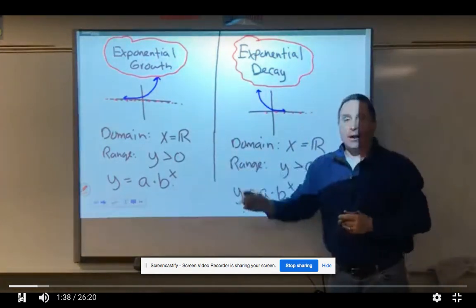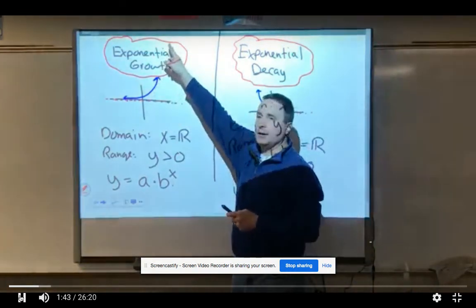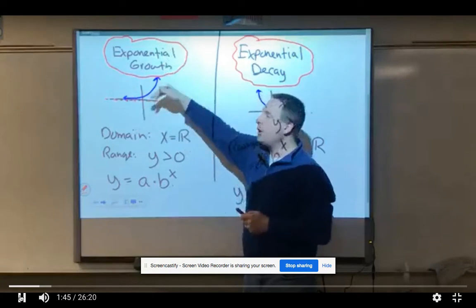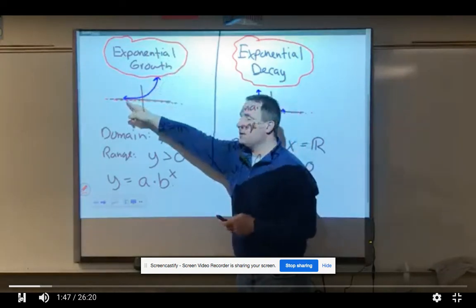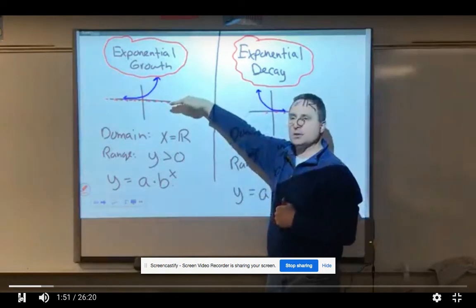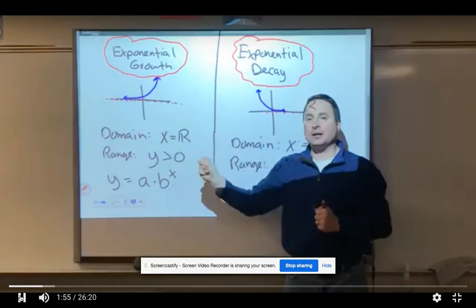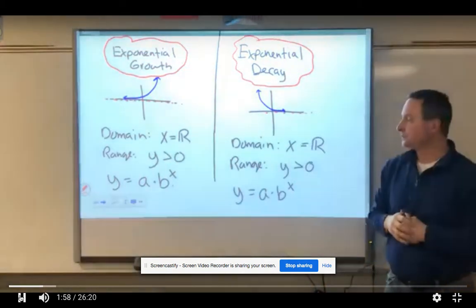Okay, the range describes how high or low the graph goes. Okay, well, obviously this one goes up forever, but does it go down forever? No. It levels off at that asymptote of 0. And that's how I got y is greater than 0. It gets really close to 0, but never touches it. And notice it's not greater than or equal to. There's no line underneath that. It's just greater than 0.